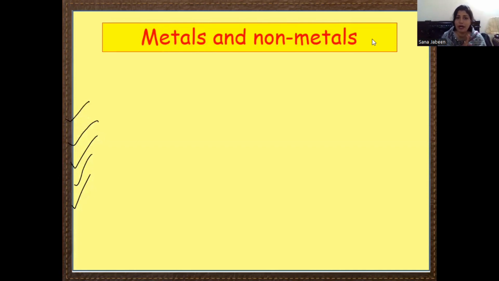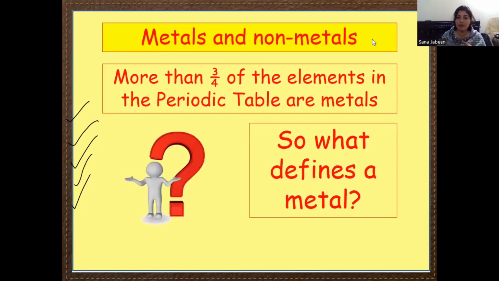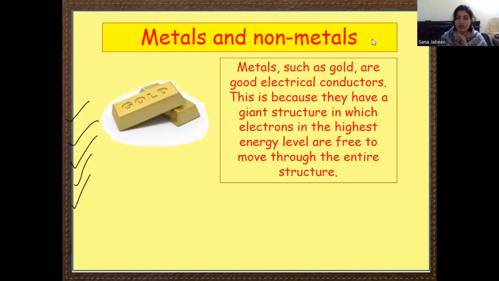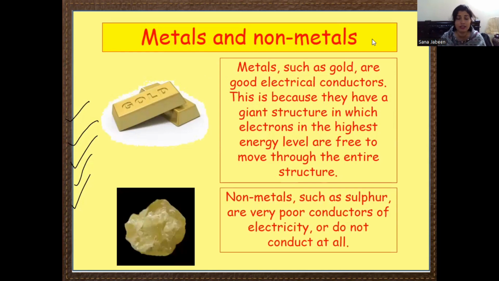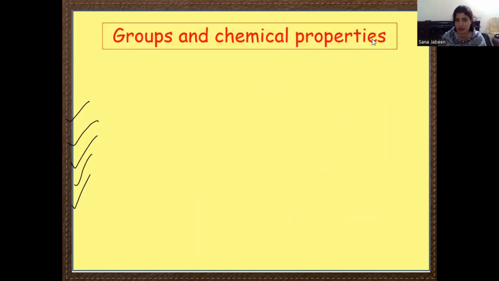Now I told you that we divide all the elements into metals and non-metals, and metals make up most of the periodic table. So we should know what metals are. The biggest example of a metal is gold, and metals are good conductors of electricity and heat. They are a giant structure in which electrons are in the highest energy level and free to move through the entire structure. Non-metals are bad conductors of heat and electricity. Why? Because they don't have free electrons. Metals have free electrons that can move easily and conduct heat and electricity, but non-metals don't have free electrons.